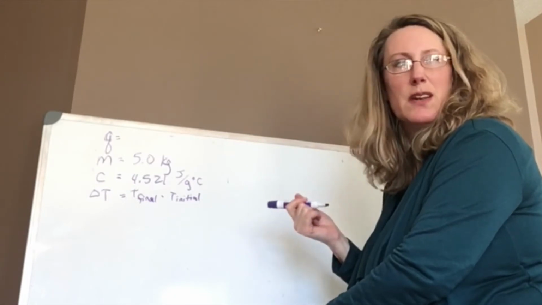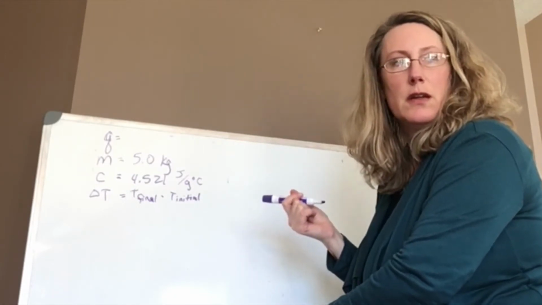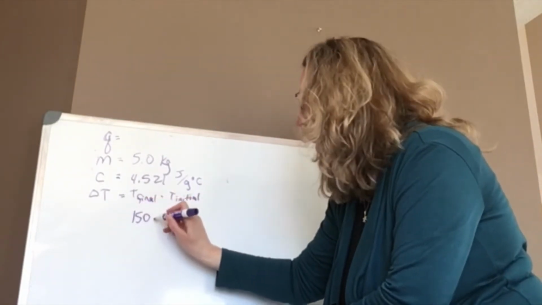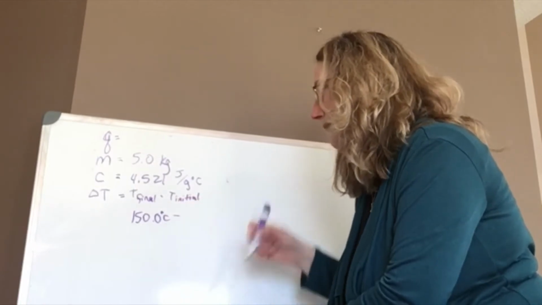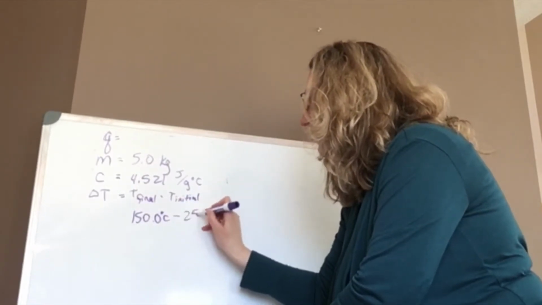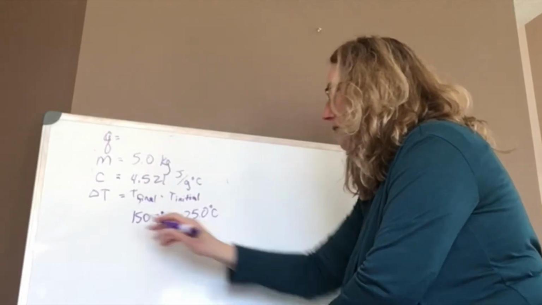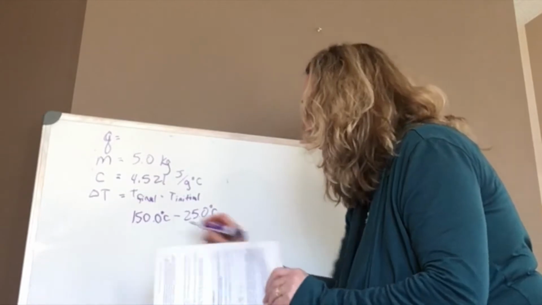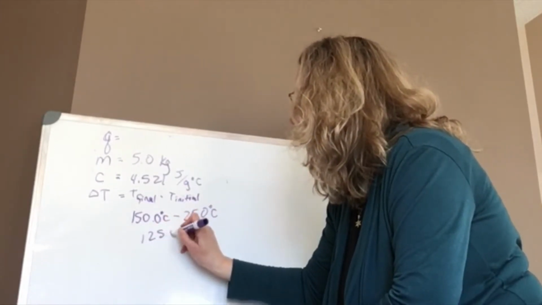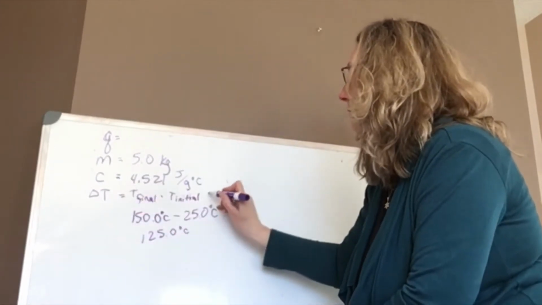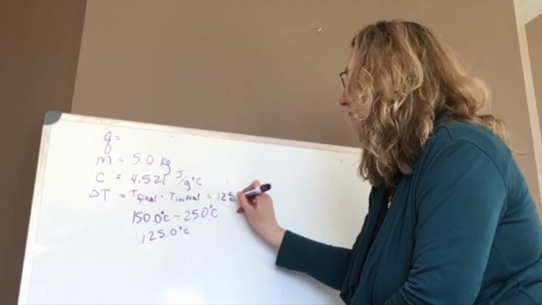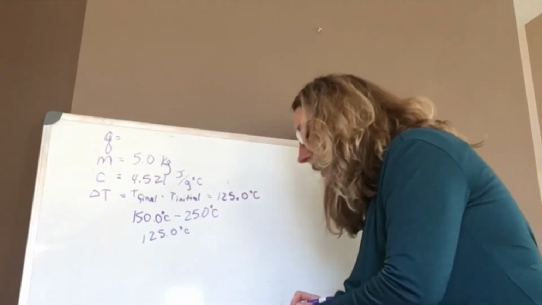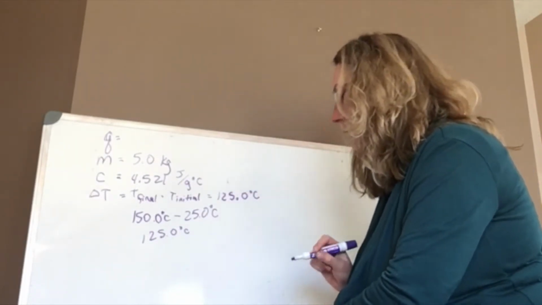Which one is the final one? The one that's final, so which one? 150. So it ended up being 150.0 degrees C. That means it started out at 25.0 degrees C. So if I subtract those, I'm going to get 125.0 degrees C. So I could write that here, 125.0 degrees C. And it says how many joules of heat must be used to accomplish this.